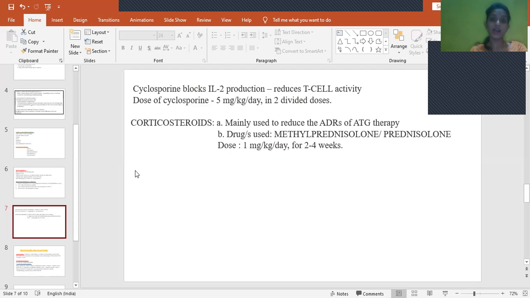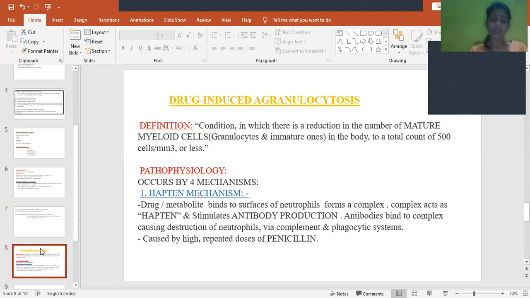So this is all about drug-induced aplastic anemia. Okay. Now we are going to discuss the second thing, that is drug-induced agranulocytosis. So what is drug-induced agranulocytosis? Agranulocytosis means there is a reduction in the number of mature myeloid cells, that is granulocytes, and immature ones in the body. So this is what will take place, and it is caused due to drugs. That is the reason we call it drug-induced agranulocytosis.